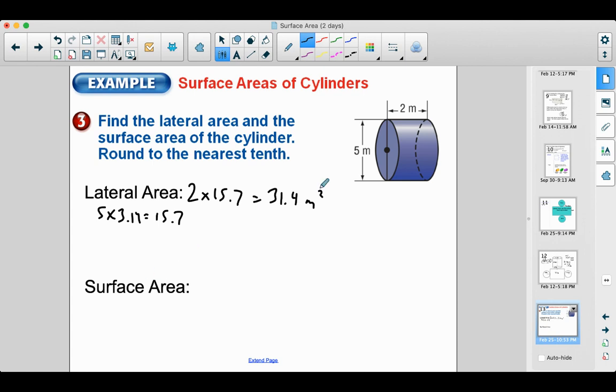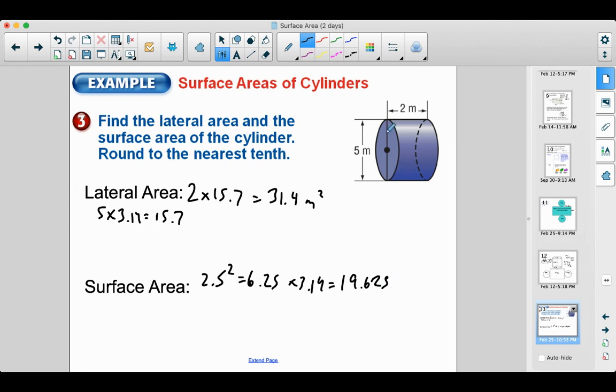If I want the total surface area, I got to add the area of the circles. So I'm using pi r squared. It gives me the diameter, so I cut it in half. Radius is 2.5. I'm going to square that. 2.5 squared is 6.25. Multiply that by 3.14, gives me 19.625. So each one of these circles is 19.625.